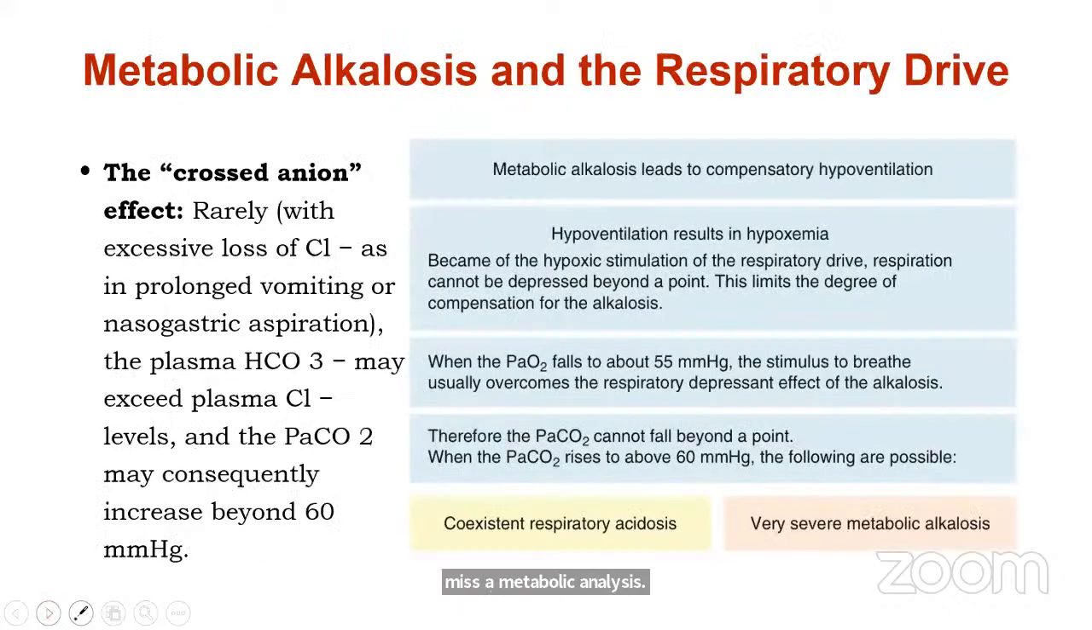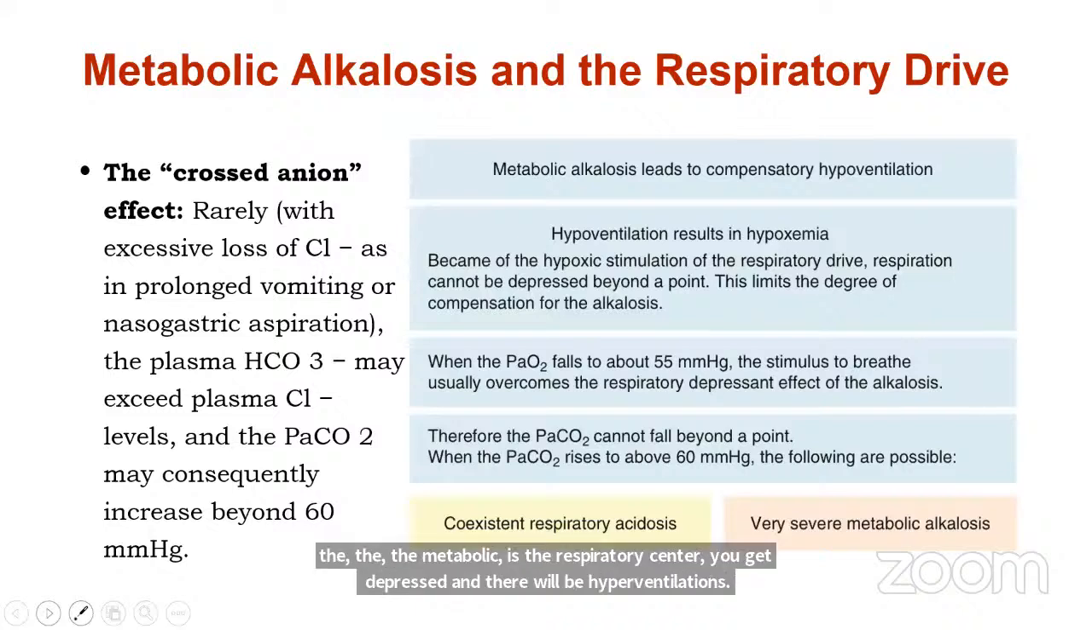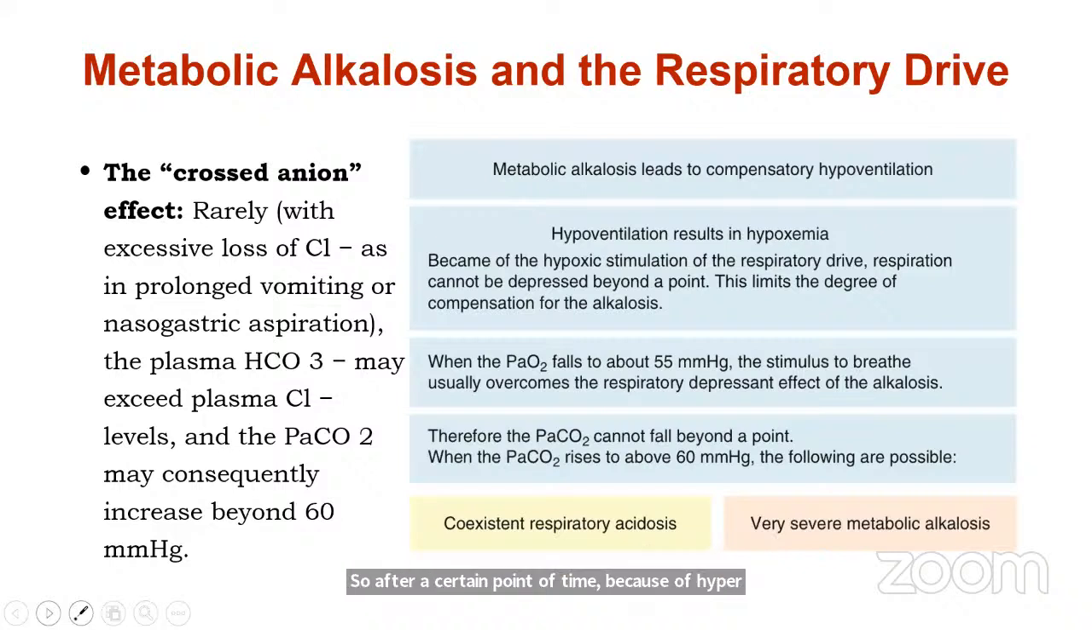So in metabolic alkalosis, as we have already discussed, there will be respiratory compensation. Because of the metabolic alkalosis, the respiratory center will get depressed and there will be hypoventilation. After a certain point of time, there will be hypoxia, and hypoxia will stimulate the respiratory center further. So that's why your CO2 will not go as high as possible. There will be some checkpoint when the hypoxia ensues, then your respiratory drive will be more. Other than that, your CO2 will rise.